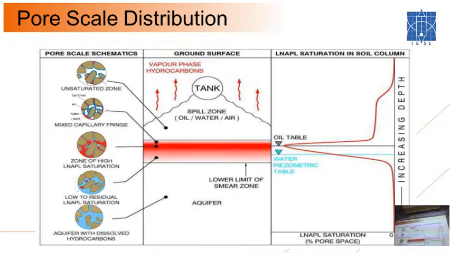Now, when you come to the main body of LNAPL, as you can see here, the saturation of the LNAPL is quite high. Therefore, most of the pore space is filled by LNAPL, and then we get a little bit of water around there in the pore spaces as well. If you come to the bottom of the LNAPL distribution, the LNAPL saturation is gradually decreasing. So maybe we have a little bit of LNAPL, but most of the pores are filled by water. And at the bottom of the saturated zone, there is no NAPL, and the pores are completely filled by water.